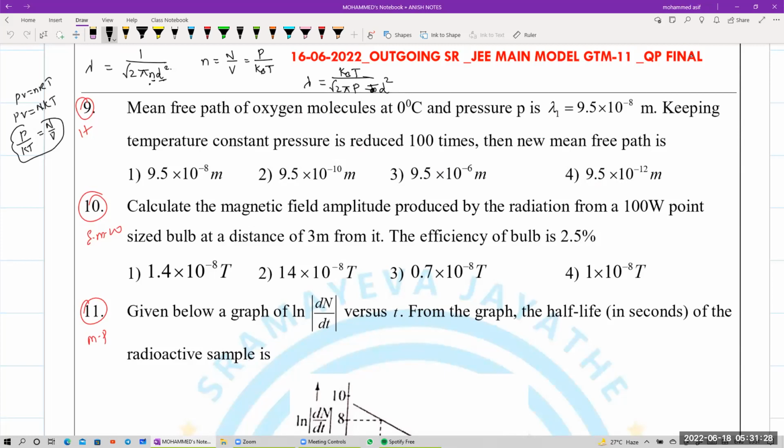It is asking for the mean free path of an oxygen molecule at 0 degree centigrade and pressure P, which is lambda 1. So lambda 1 is given in terms of pressure. Keeping the temperature constant, the pressure is reduced 100 times. What is the relation between the pressure and the mean free path? Inversely proportional. So I can write lambda 2 divided by lambda 1 equals P1 divided by P2.